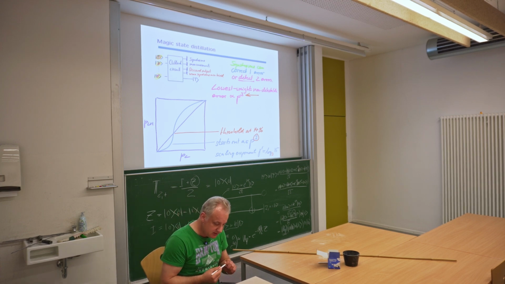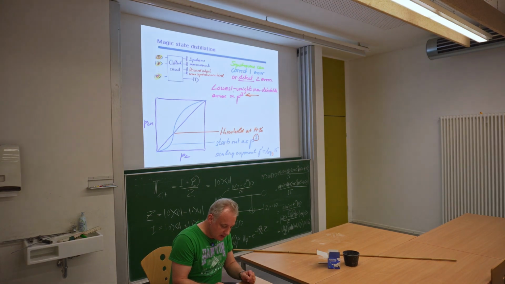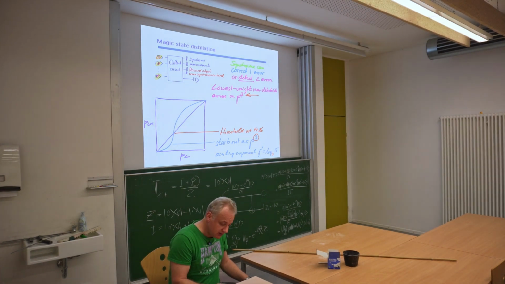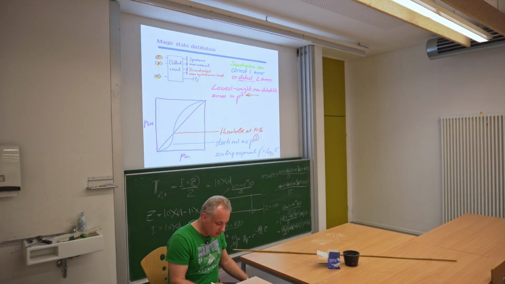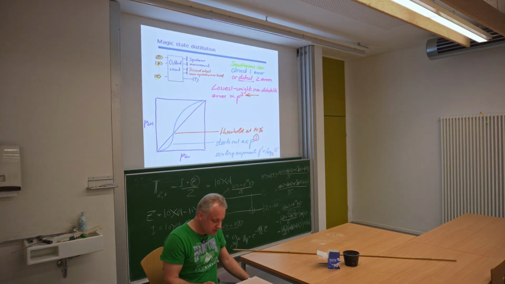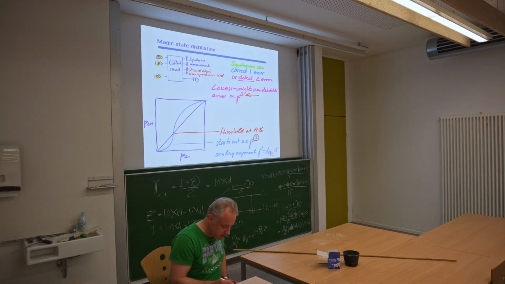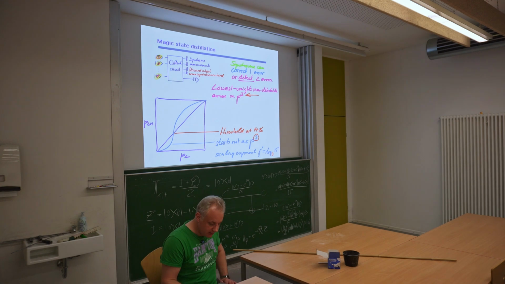But the point is that after post-selection, the non-detectable errors go with error probability cubed. Previously, we had error probability squared. This power has now changed. We are talking about p cubed. So again, we have a recursion relation. But this time, it starts out as p cubed and not as p squared. So that's a much slower start, but then it gets much steeper than p squared.